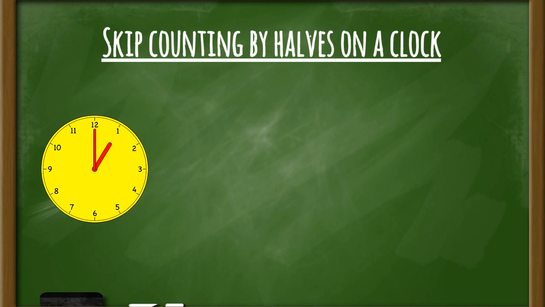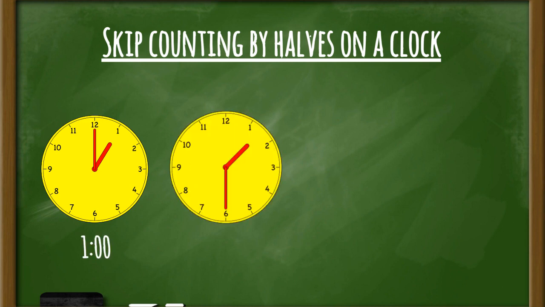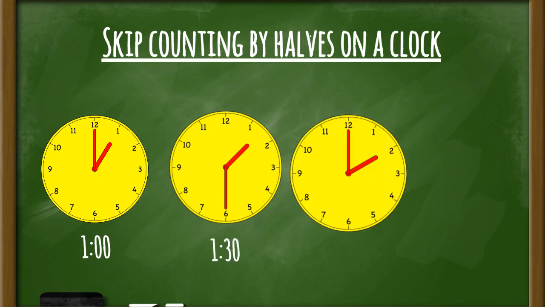What time is it on the clock you see on the screen? Pause and write it on your whiteboards now. The first clock shows 1 o'clock. Now, if we're skip counting by halves, we can make a guess at what the next time will be. Let's use the clock to help us too. Pause the video and write what time you see on the second clock. The last clock showed 1:30.